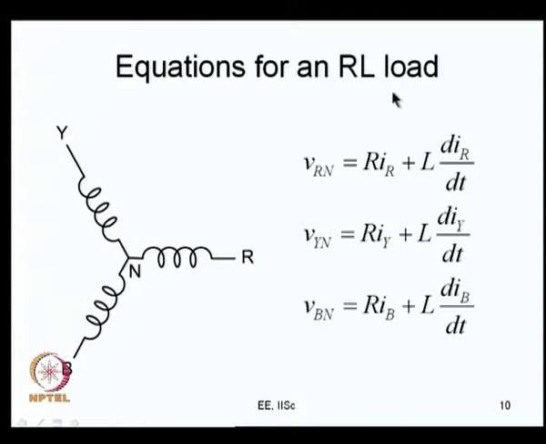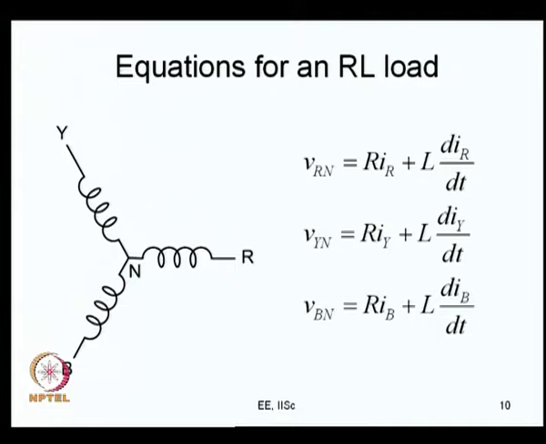Let us assume an RL load just for the time being and just as an exercise. Then you have VRN equal to the resistive drop plus L di/dt. VYN is equal to similarly R IY plus L di/dt, and VBN is equal to R IB plus L di/dt. So, this would be your load equation. So, you have to solve the load equation.